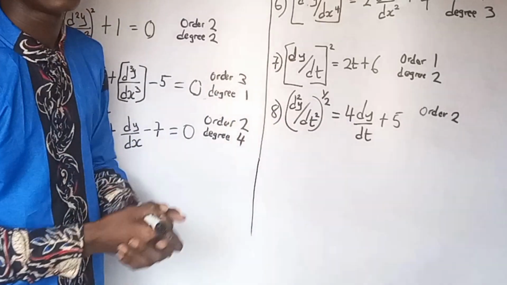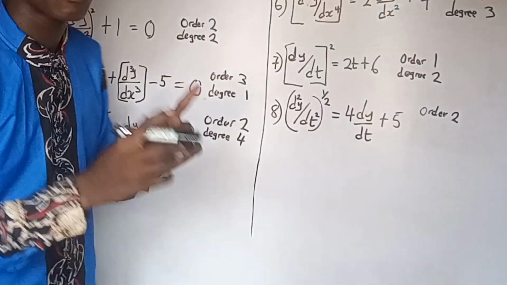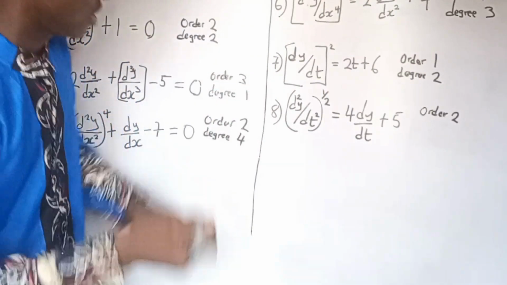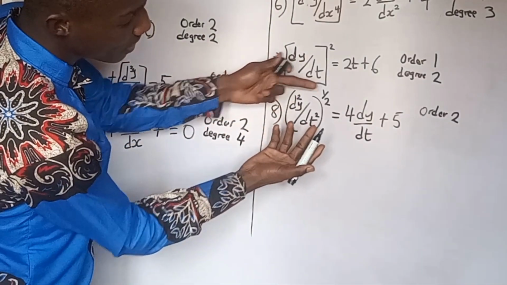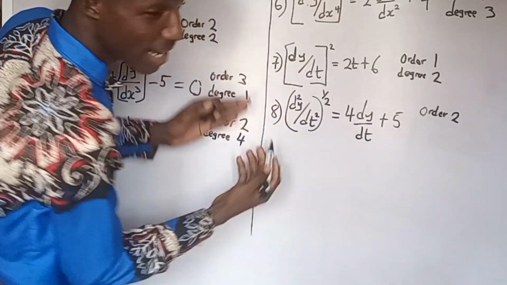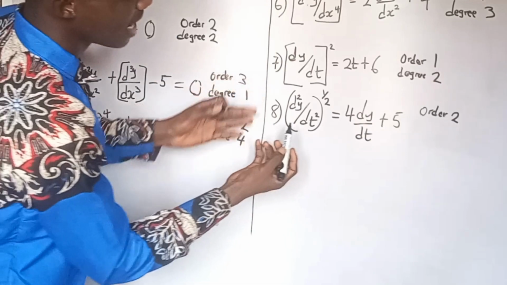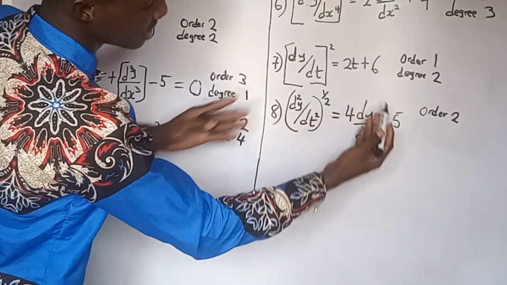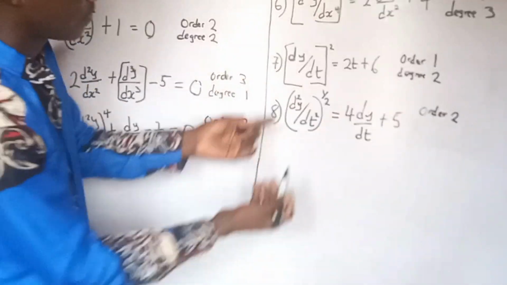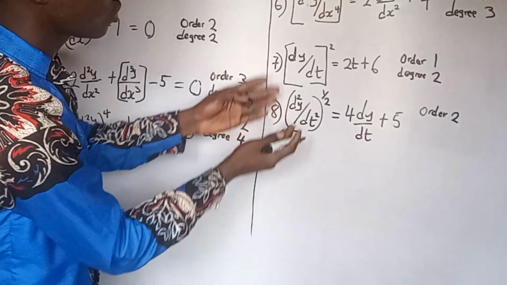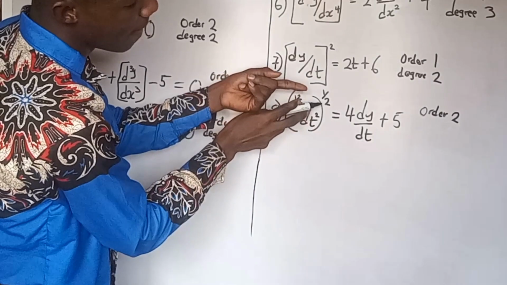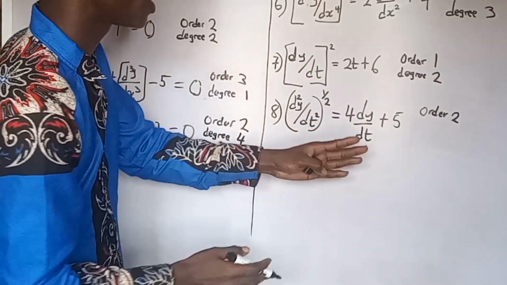So how do I take the degree of this differential equation? The first thing I'm going to do is change this differential equation into polynomial form. For example, now I'm having 1 over 2 here. If I want to convert this differential equation number 8 to polynomial form, I'm going to multiply both sides of the equation by the inverse of the power. If I want to change this into a polynomial form, I'm going to multiply both sides of the equation by 2 over 1.